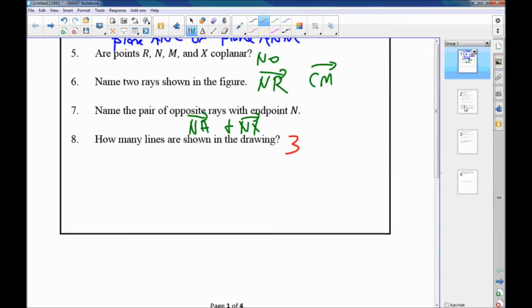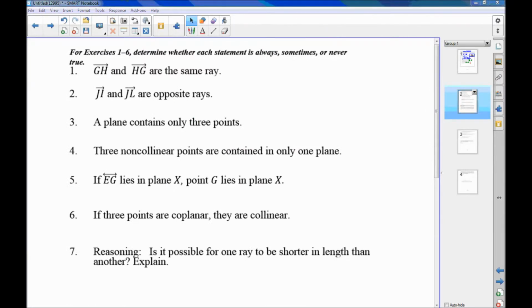All right, let's flip the page and see what's on page 2 here. On page 2 here, for exercises 1 through 6, determine whether each statement is always, sometimes, or never true. Okay. So GH and HG are the same ray. So GH and HG. Well, in GH, the endpoint is G, and in HG, the endpoint is H. So these are never true.